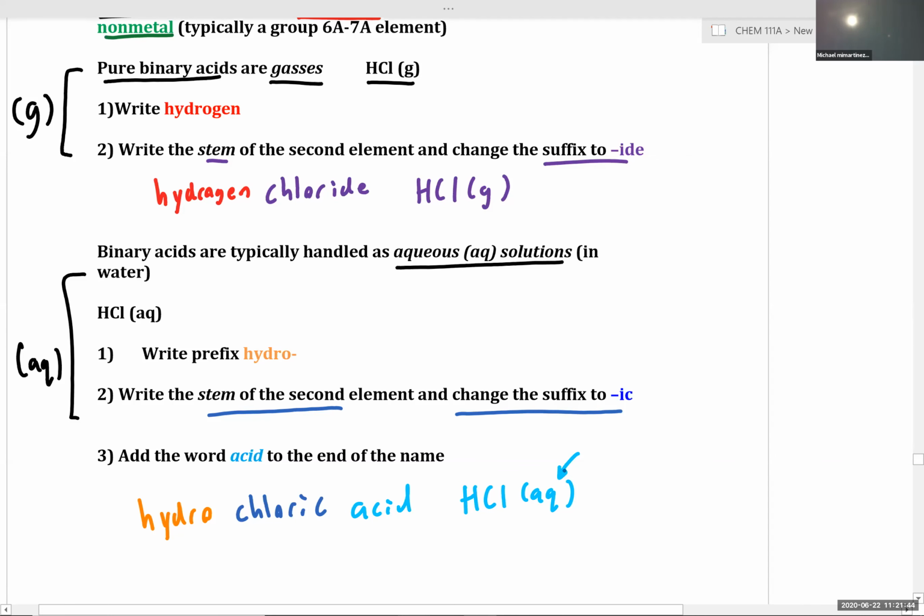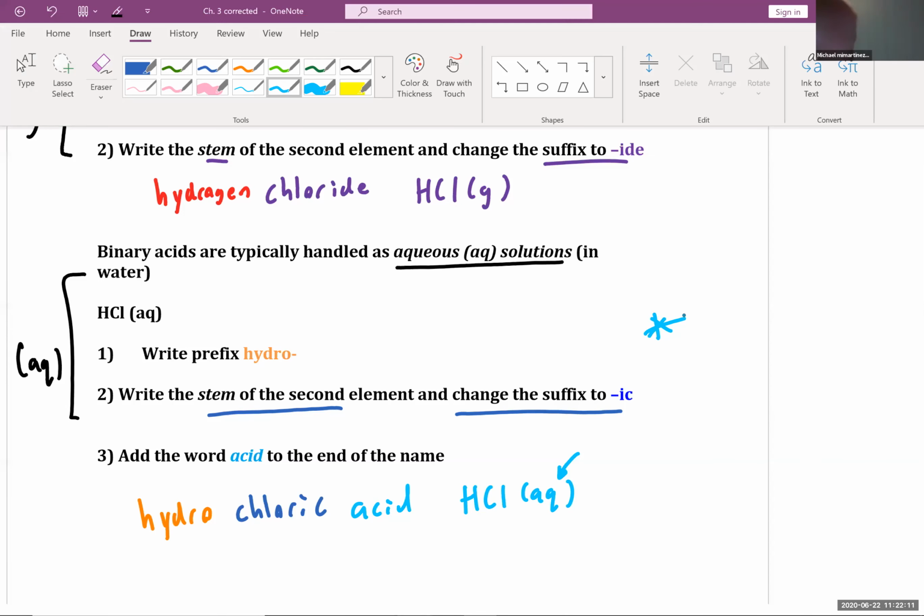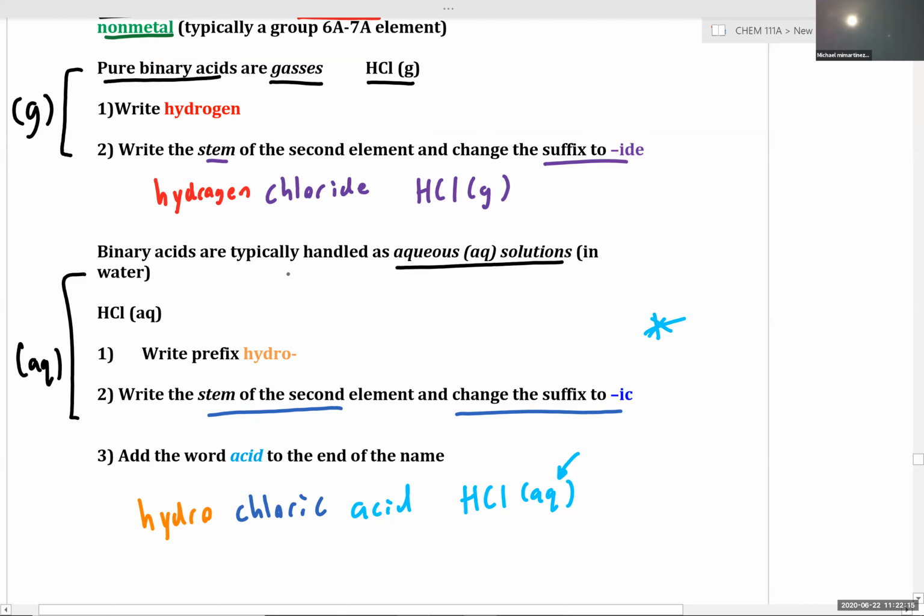Does this distinction make sense to everyone? Does everyone understand the process for naming binary acids and how the naming rules depend on the state, whether it's in the gas phase or aqueous? Yes. So most importantly, this aqueous naming convention is the one I most want you to know, because we're going to be dealing with chemicals in this class primarily in aqueous solution. You should know how to name the gas phase binary acids, but I really want you to know how to name the aqueous binary acids. Yes, the suffix of IC is based on the fact that our acid is aqueous. So these are the naming rules for binary acids in the aqueous phase.